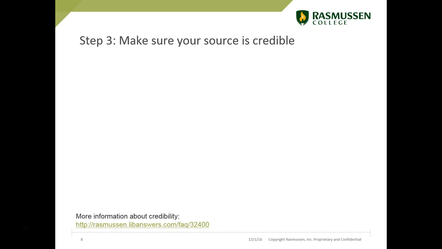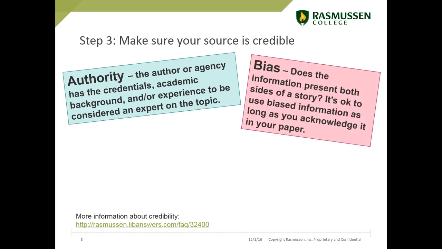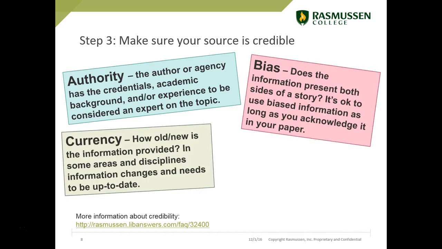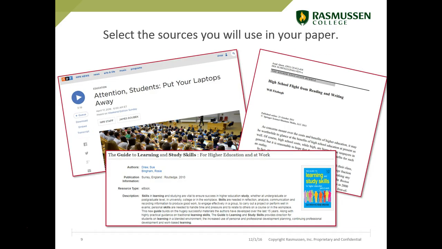This is especially important if you find your source on the internet. Credibility can be determined by examining a source's authority, bias, currency, and quality. Once you have established that your source is credible, select the sources you will use in your paper.